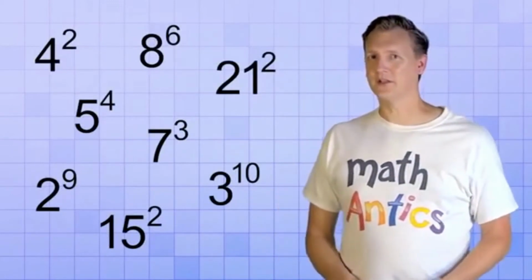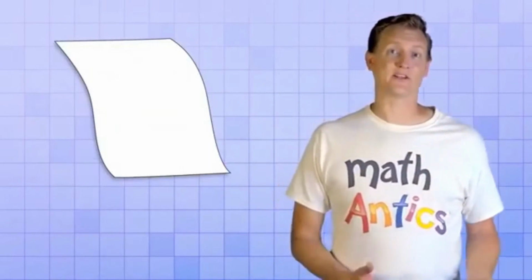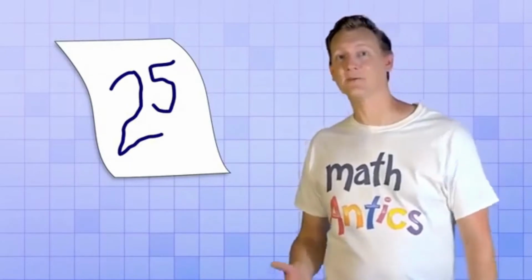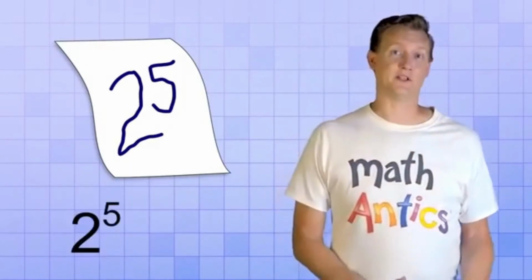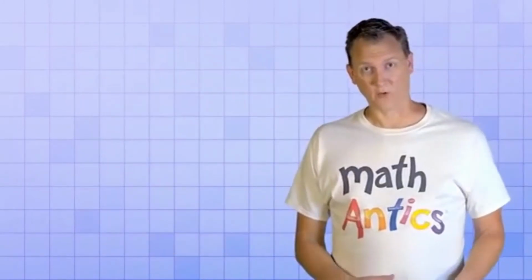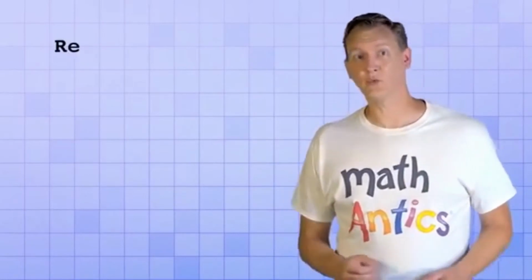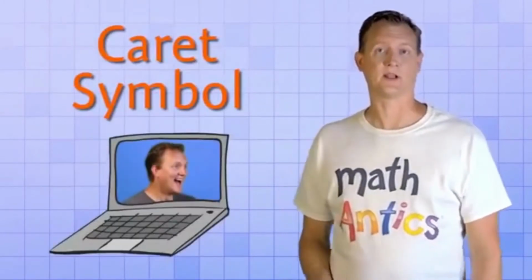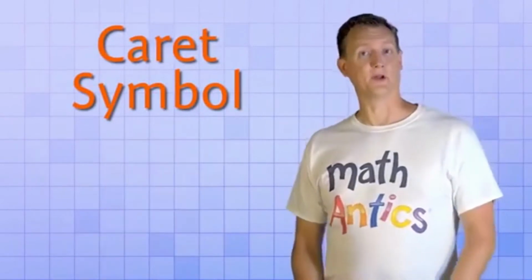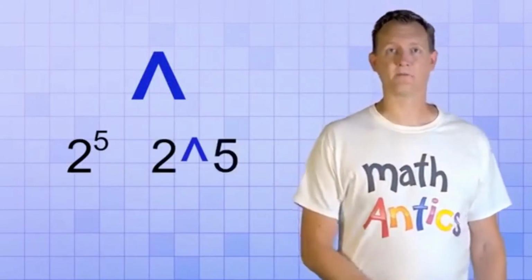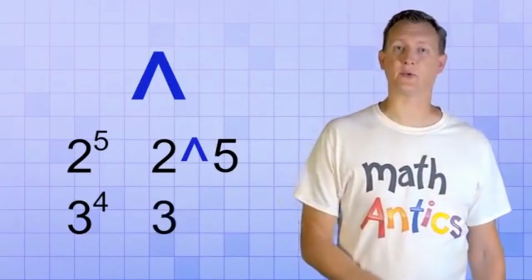The only real concern is when writing exponents down on paper when you're trying to solve problems. If you're not careful or have really messy handwriting, you might accidentally confuse an exponent, like 2 to the 5th, with a 2-digit number, like 25. And obviously that would be a problem. But even if you're careful when writing exponents, there are some times when you really do need a special symbol. Like when you type an exponent into a computer. In that case, it's very common to use the caret symbol as the exponent operator. The caret symbol looks like this. So, 2 to the 5th power would be written as 2 caret 5, and 3 to the 4th power would be written as 3 caret 4.